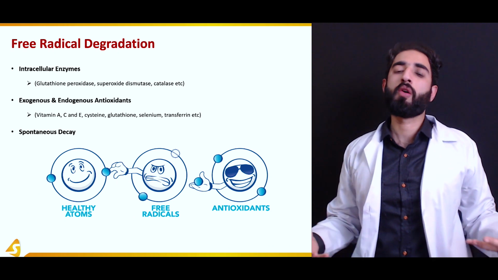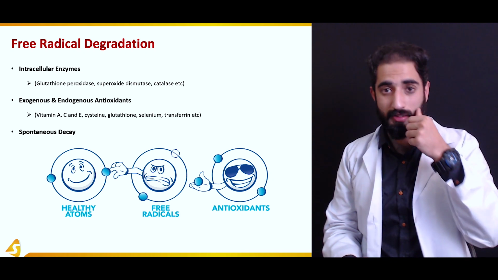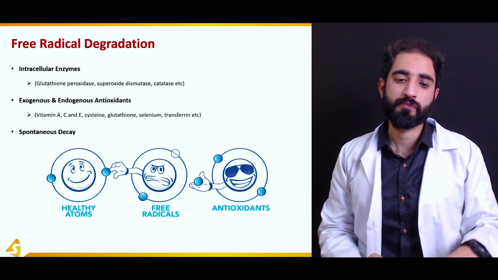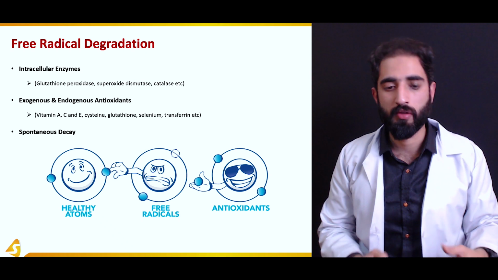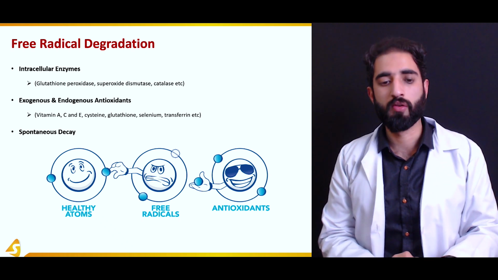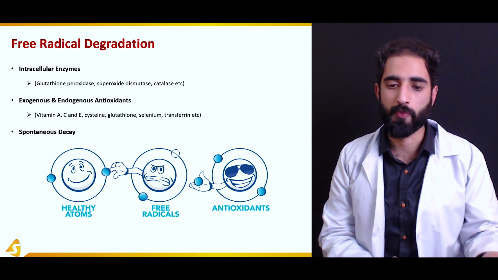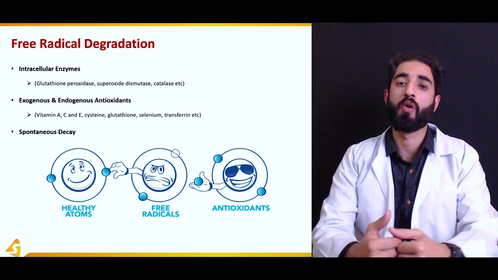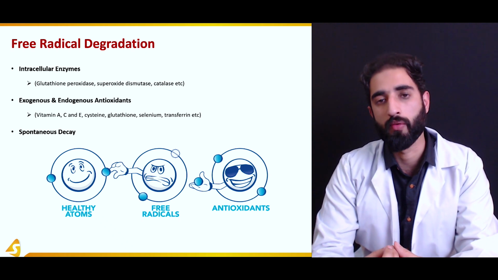So how does our body respond to them, and what should be the normal response? They should be degraded as soon as possible, but how does that occur? That occurs via intracellular enzymes or the exogenous and endogenous antioxidants. Intracellular enzymes such as glutathione peroxidase, superoxide dismutase, and catalase are enzymes which are present in our own cells, in our own body, and they help protect us from these free radicals.